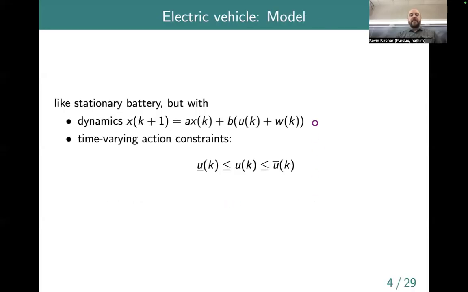So that lands us in our final model here. It looks a lot like the stationary battery model, but now we have this W term as well. Yes. So that W term was the energy being spent to drive? Yes, W is the power, sorry, the chemical power that is dissipated from the battery in order to drive the vehicle around. And then the action constraints look similar, but now they are potentially time varying. And again, the time variation here just encodes whether the vehicle is plugged in or not.